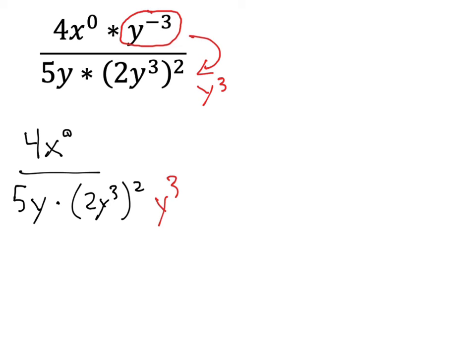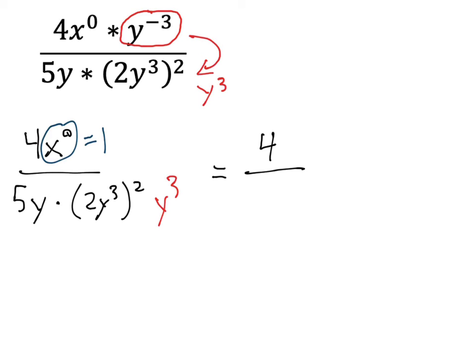Next thing that's easy for us to simplify is this x to the power of 0. Anything to the power of 0 is equal to 1. So instead of 4 times x to the power of 0, we can think of this as 4 times 1, which just gives us 4 in the numerator.